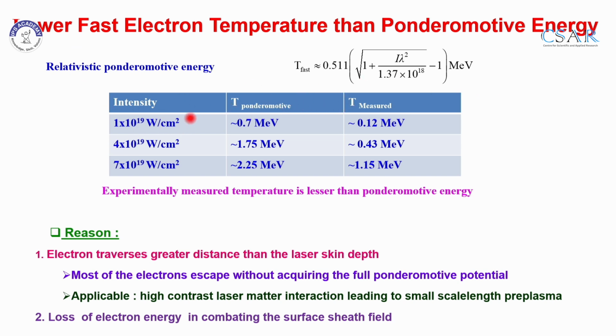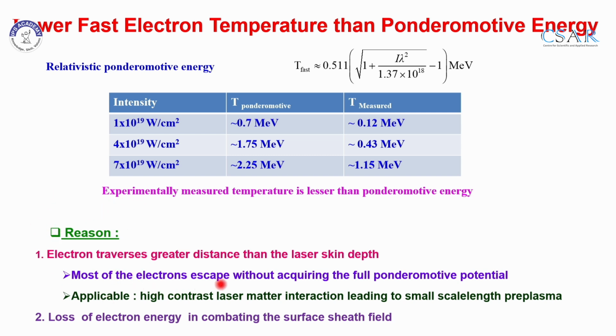For instance, at 10 to the 19 watt per centimeter square, one can expect a 700 keV type of ponderomotive energy, but we have measured 120 keV. So what is the reason? Most of the electrons are not able to see the full ponderomotive potential. They escape even after seeing a quarter of the potential.